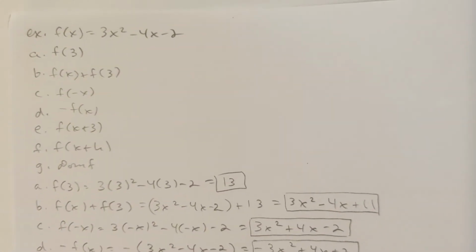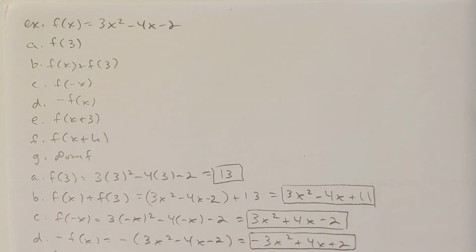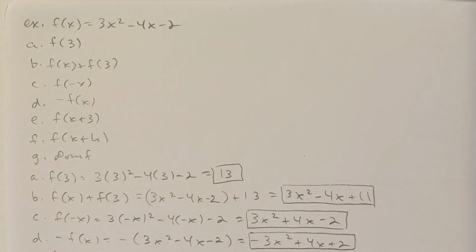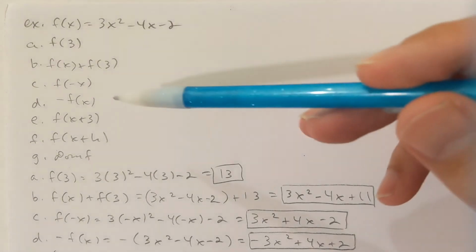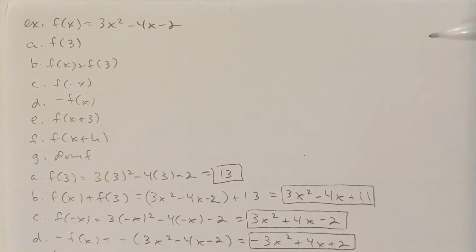Okay, so we have a function, and suppose that we want to know the following. Part A, f of 3. Part B, f of x plus f of 3. Part C, f of negative x. Part D, negative f of x. Part E, f of x plus 3. Part F, f of x plus h. And part G, the domain of f.